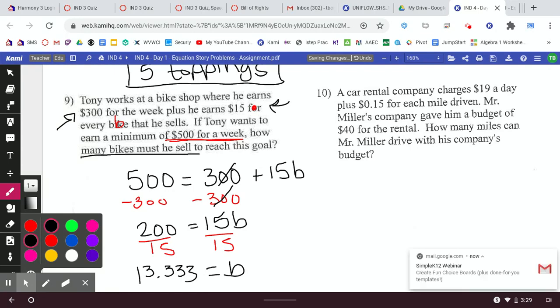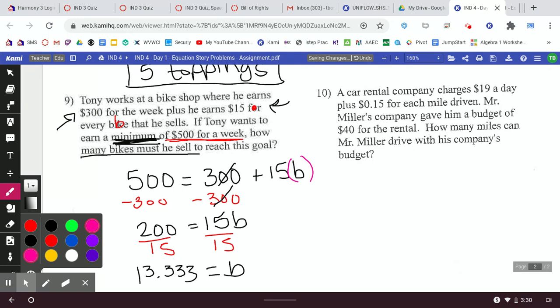Well, you're either going to round up or down. This is kind of what I was talking about on number 8. So if you round down and you only sell 13 bikes, you're not quite going to make 500. And he says he has to make a minimum of 500. So if you round down and you put 13 in our equation up here for B, for bike, if we plug 13 in here, 15 times 13 is 195. That plus his $300 that he makes only gives us $495. He didn't meet that 500 limit.